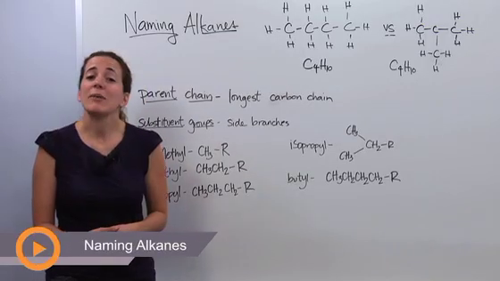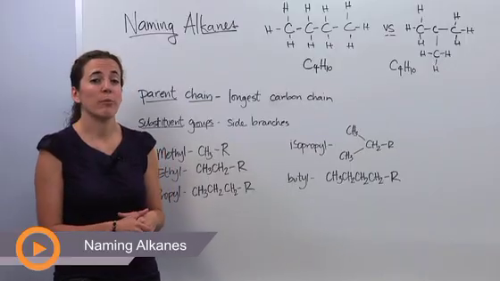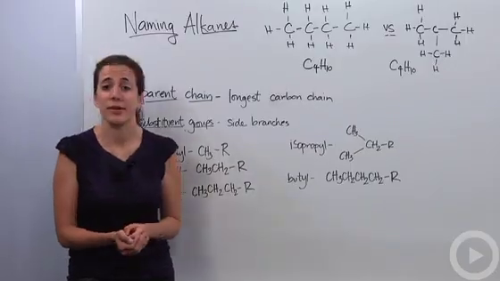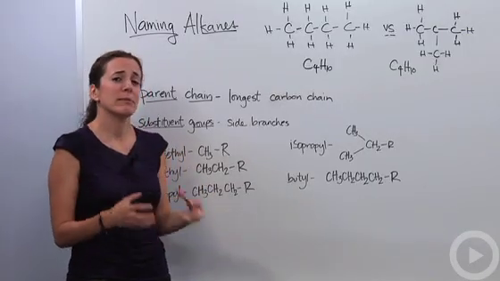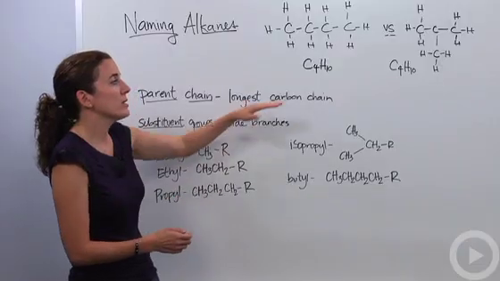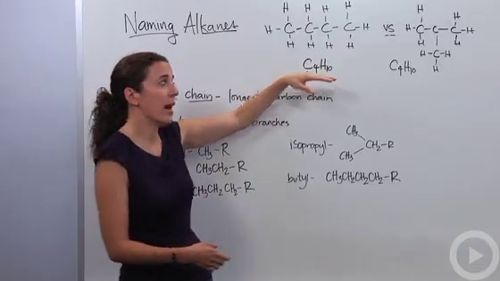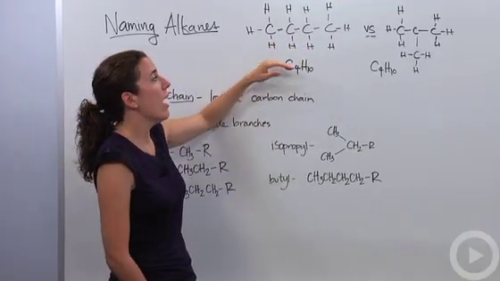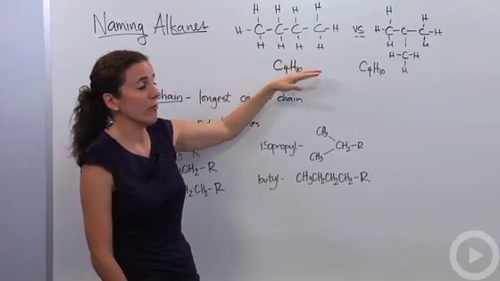All right, so we're going to talk about naming alkanes. Alkanes are hydrocarbons where all the carbons are singly bonded to each other. We're also going to call them saturated hydrocarbons, meaning that they have the maximum amount of hydrogen attached to all these carbons as possible. So let's look at C4H10. It's an alkane. Notice all the carbons are singly bonded to each other, and we have the maximum number of hydrogens that we can have.